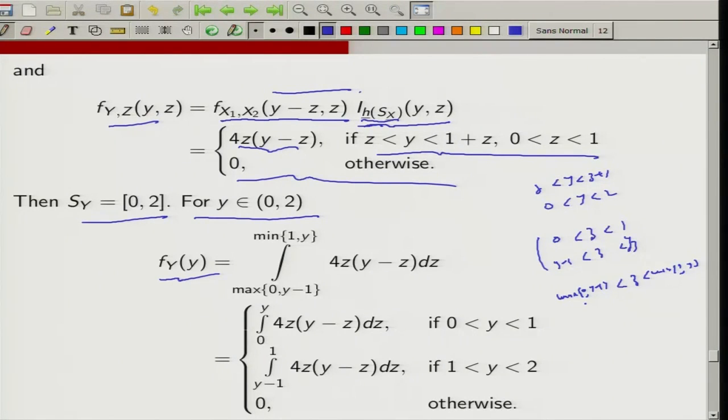So, this is what you get. For this range to be meaningful, the minimum should be greater than or equal to the maximum. That means 1 should be greater than 0, 1 should be greater than or equal to Y minus 1, that means Y should be less than or equal to 2, which is happening. So, this is a meaningful range. Now, if you simplify, you have to break it into two parts, Y less than 1 or Y greater than 1. Between 0 and 1 this will be this integral, between 1 and 2 this will be this integral. So, you get the marginal PDF of Y.